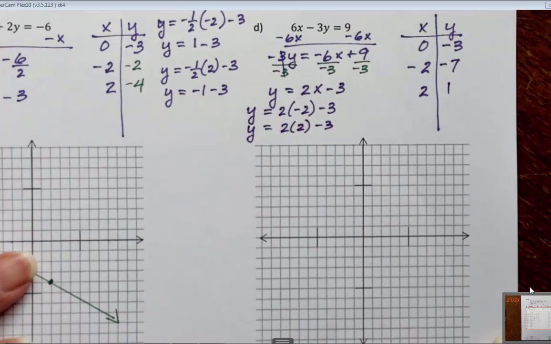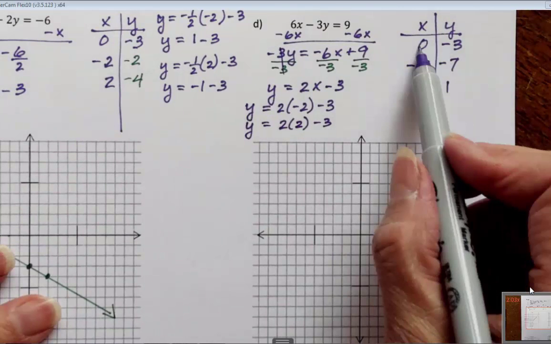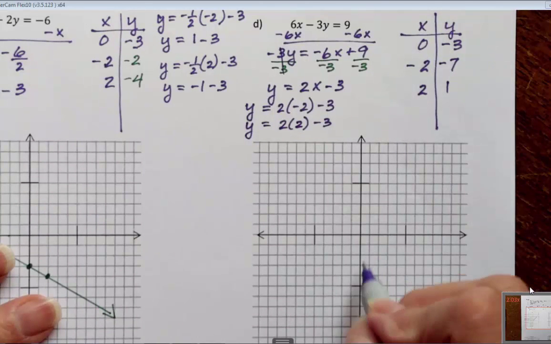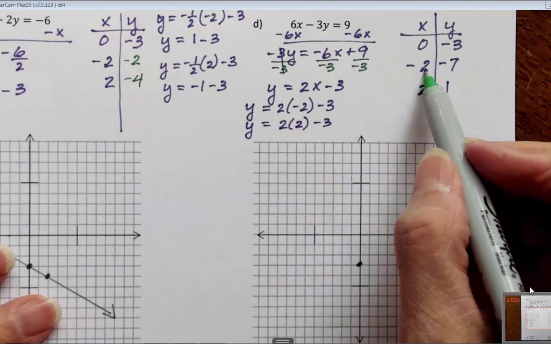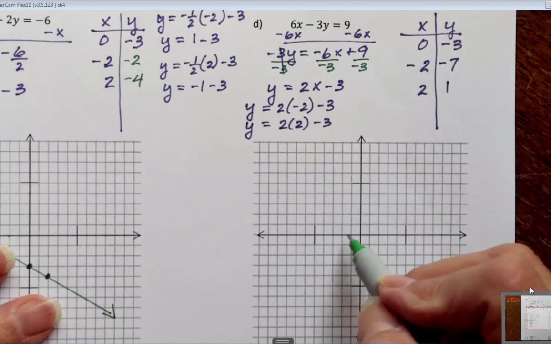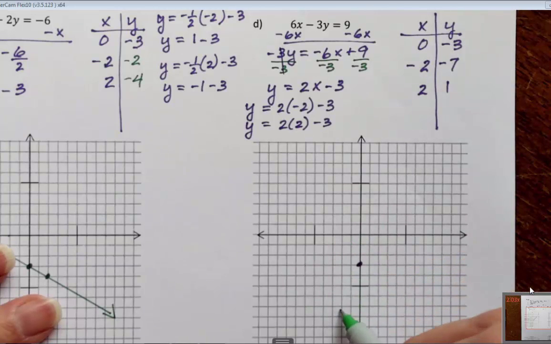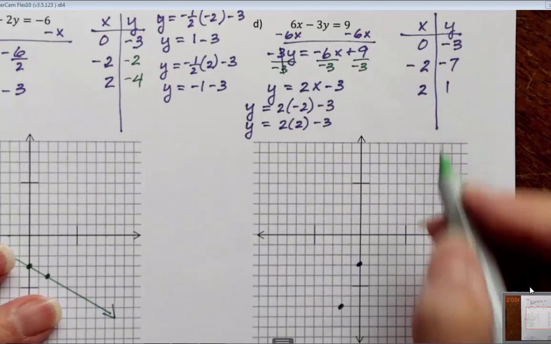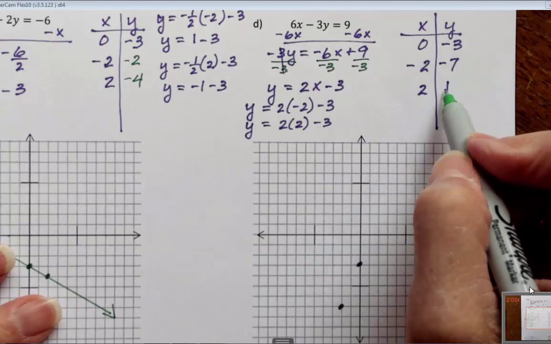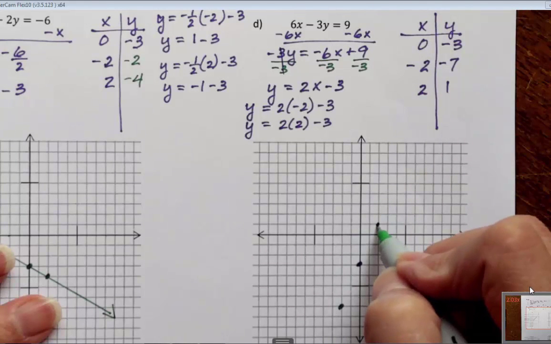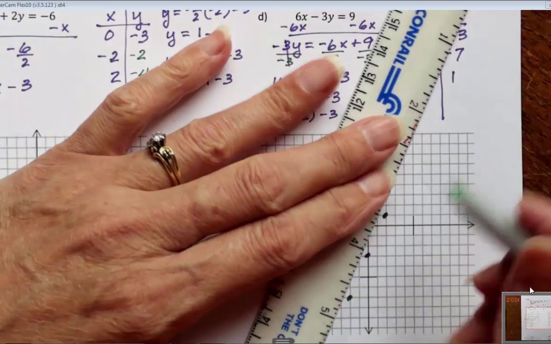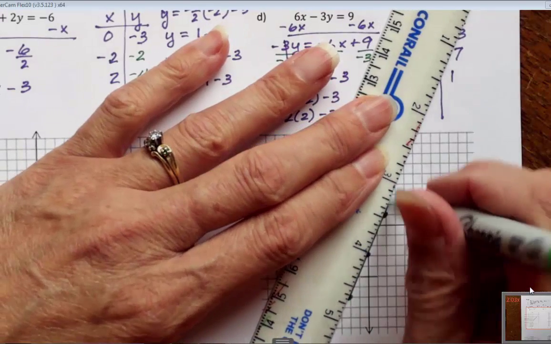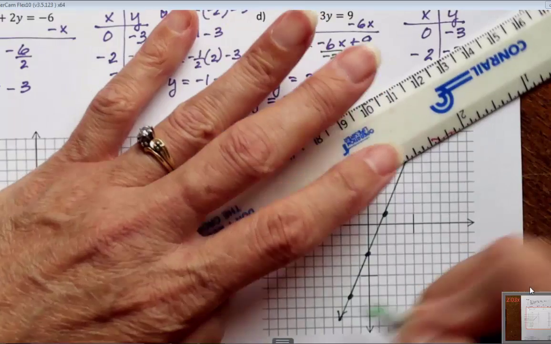Then using those points to graph, I'm going to go 0 in the x direction, down 3 in the y. I'm going to go to the left in the x, down 7. So to the left and down 7. And then I'm going to go to the right 2 and up 1. And those points should all line up nicely for you. If they don't, then you've calculated one of your points incorrectly. That's why we pick 3, so we can check.